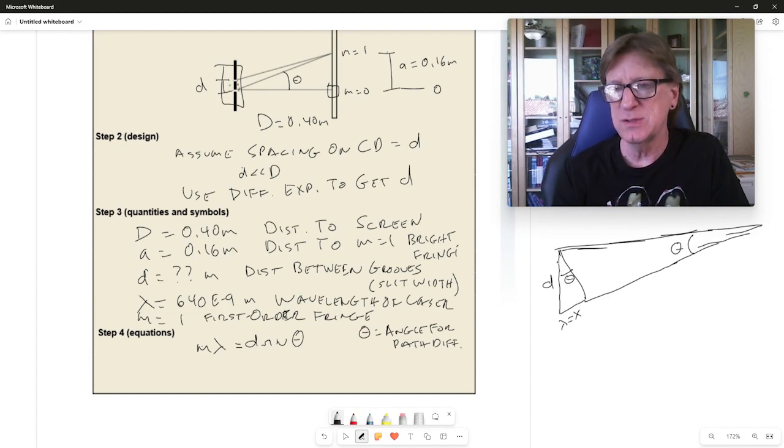And if you want to convince yourself of that, let's say that this is a right angle as well. So this angle is going to be 90 minus theta, right? And if this is a right angle, then this must be 90 minus 90 minus theta.